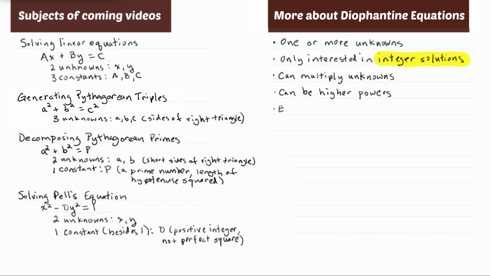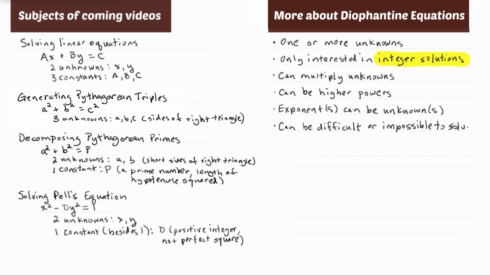Also, the exponent or exponents can be unknown, something you try to solve for. That also doesn't appear in any of the equations we just discussed. Whatever the equation might be, though, it is always the case that we seek solutions that are integers. This is non-negotiable. Diophantine equations can be difficult or even impossible to solve. More unknowns, higher powers, and exponents as unknowns can quickly make equations difficult to solve or impossible to solve.